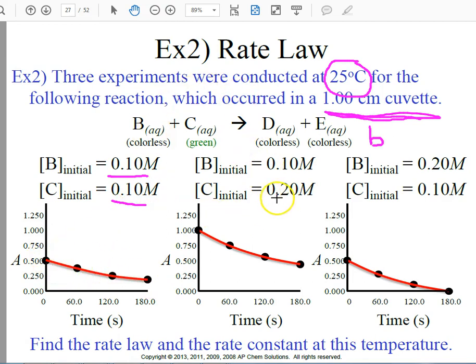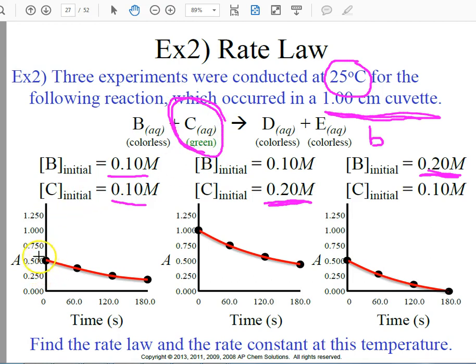And then they're going to run it again, and they're going to double their amount of C. So notice they have 0.2 for their C this time, and 0.1 for their B. And they follow that over time, the absorbance as it changes over time. And then they go back to having 0.1 C, but this time they double their B. So they have 0.2 of B, and again they follow that over time. So they're trying to see how does the initial amount of B and C affect our rate. And the way that they're measuring it this time is by the color, green, C is green.